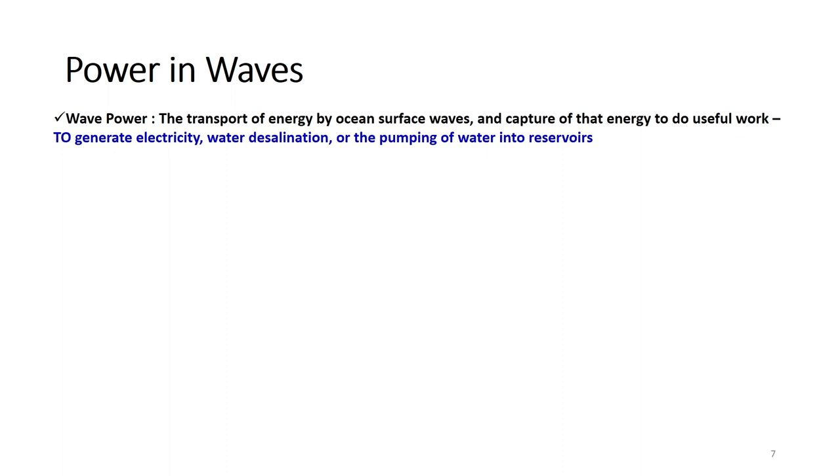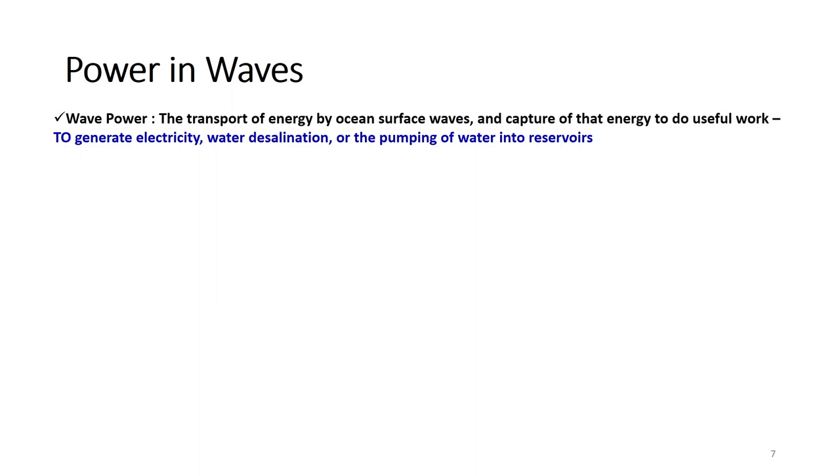Now let us study the power in waves before we start the classifications and study them one by one. So what is wave power? It is the transport of energy by ocean surface waves and the capture of the energy to do useful work. It may be to generate electricity, or for water desalination, or for pumping of water into reservoirs. So there are many activities you can do, if you can produce useful work. So how do we now derive the expression for power in waves?